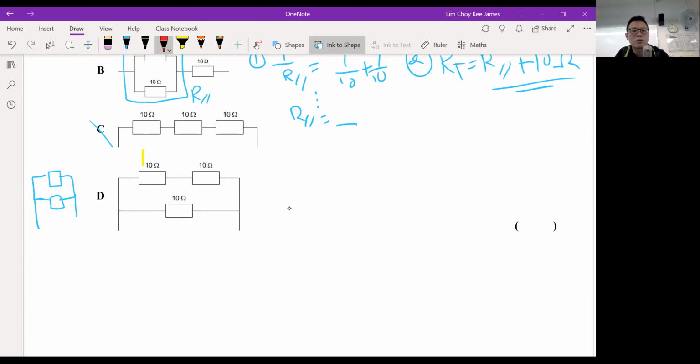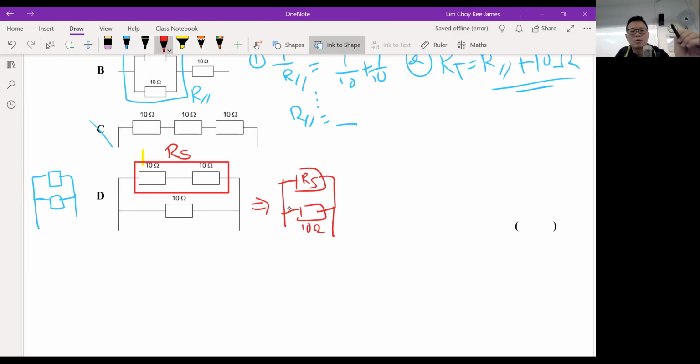But you should be very sure that these two are in series. So you should sum them first. After summing them, you will have this arrangement. So this will be an R series, and this will be a 10 ohm. You need to sum the series first. Okay, RS, you have 20 ohms.